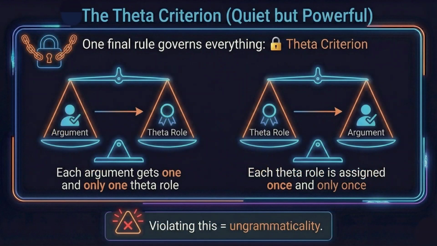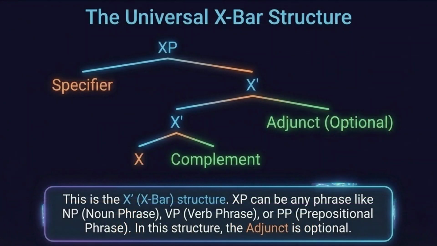The theta criterion, quiet but powerful, one final rule governs everything. Theta criterion: each argument gets one and only one theta role. Each theta role is assigned once and only once. Violating this is equal to ungrammaticality. This is the universal X-bar structure that we will be using to make tree diagrams. Don't forget this, as every phrase follows this structure according to X-bar theory.